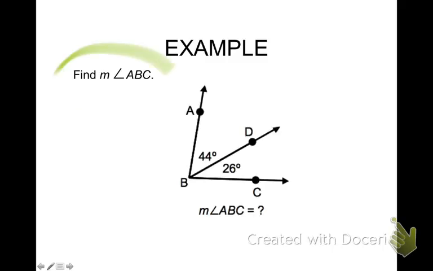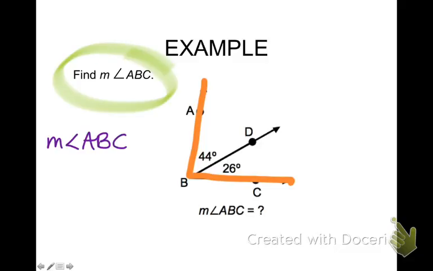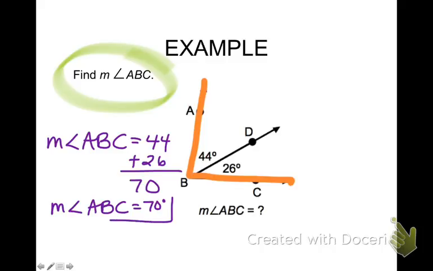That's our end game. Before we can do that, we got to do a little bit of adding. So ABC is the whole entire angle. If the top half is 44 and the bottom half is 26, what's the whole thing going to be? 70, right? That's all we have to do. So the measure of angle ABC is equal to 44 plus 26, which is 70. So measure of angle ABC is equal to 70 degrees.